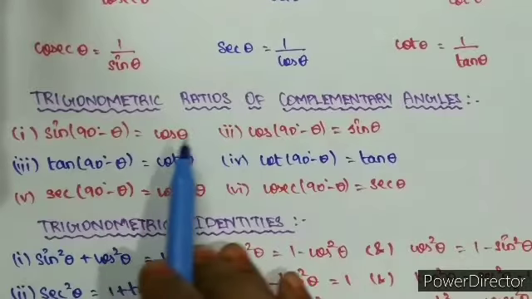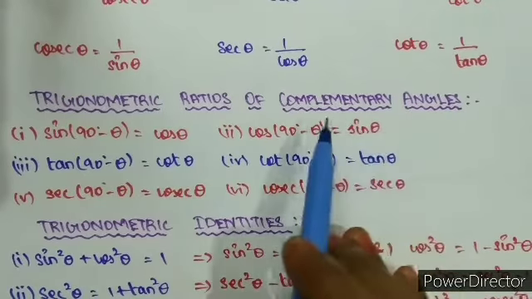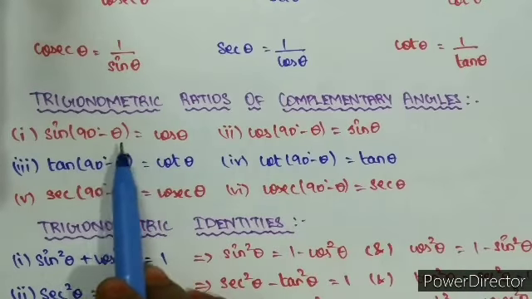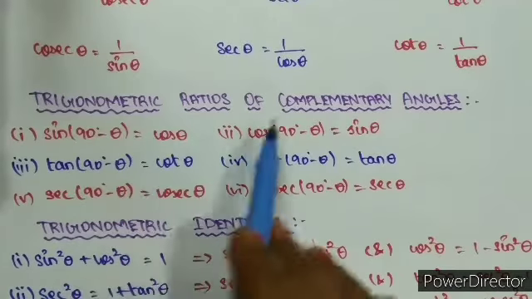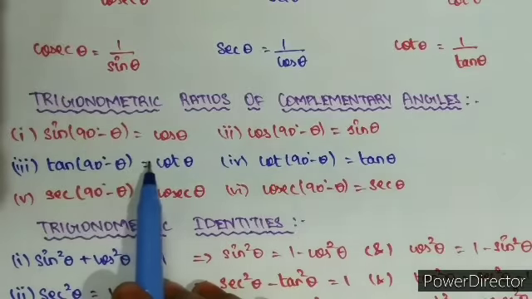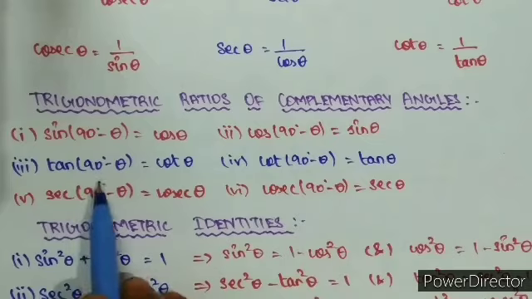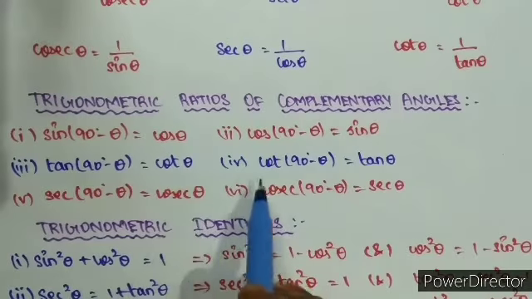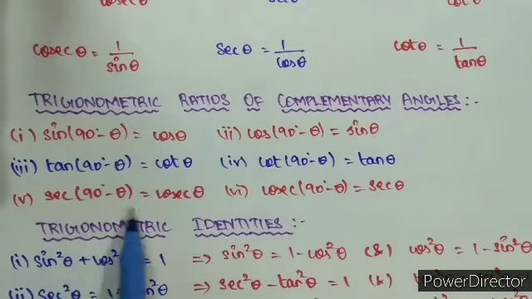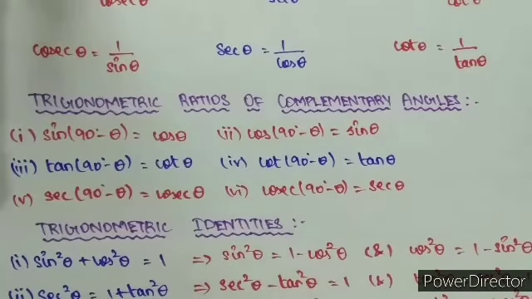Next one is the trigonometric ratios of complementary angles. Two angles are said to be complementary when they sum up to 90 degrees. Now we are going to apply this here. Sin is complementary to cos. Sin of 90 minus theta is cos theta and cos of 90 minus theta is sin theta. Tan of 90 minus theta is equal to cot theta and cot of 90 minus theta is equal to tan theta. Secant of 90 minus theta is equal to cosecant theta. Cosecant of 90 minus theta is equal to secant theta.